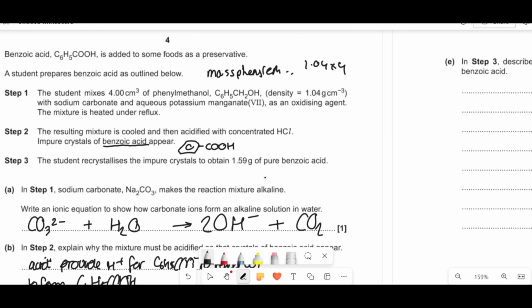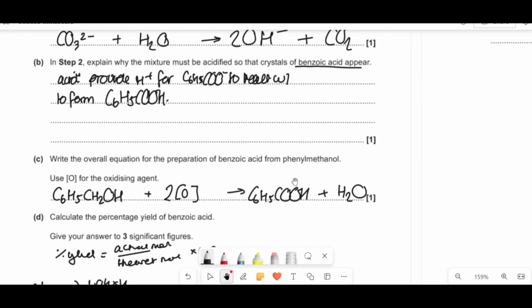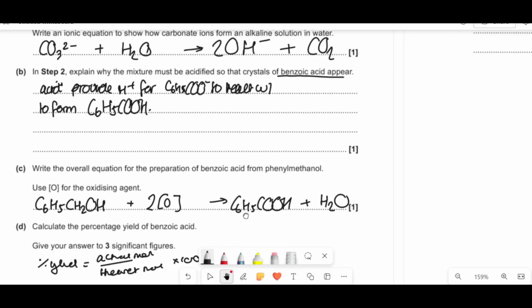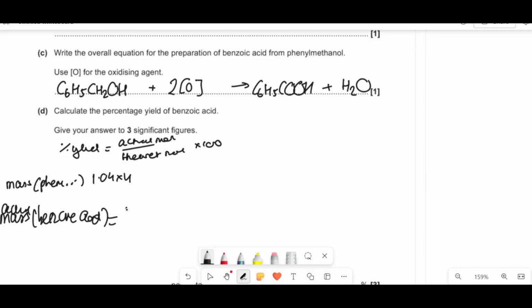What else have we got from this question? They've done all of this, and eventually they get this much benzoic acid. So we know the actual mass of benzoic acid was 1.59 grams. Cool, so we've got our actual mass. We're going to have to find our theoretical mass or moles.